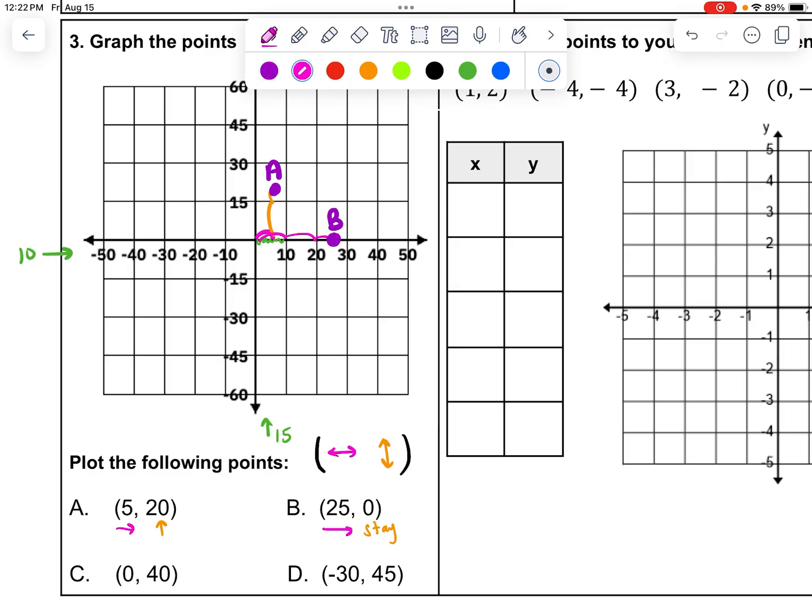Point C, I'm going to go right 0. So I'm just going to stay. And then I'm going to go up 40, which means I'm going to stay right on that y-axis and just go up to the 40. So a little bit past the 30 to right here.